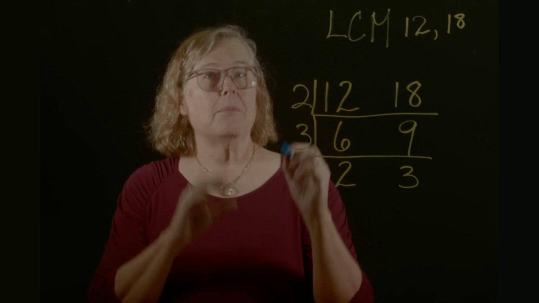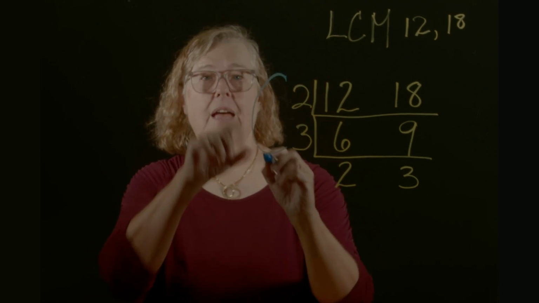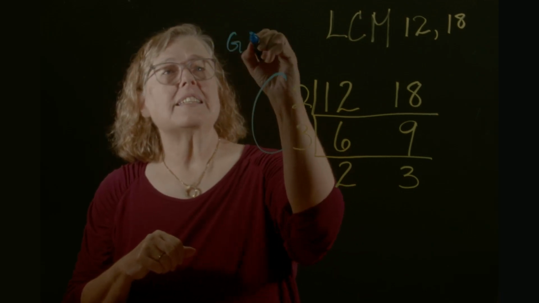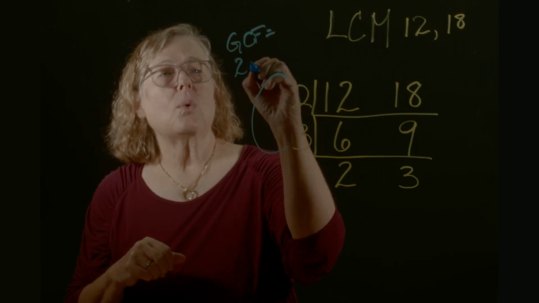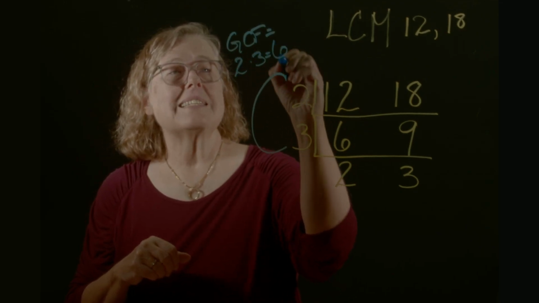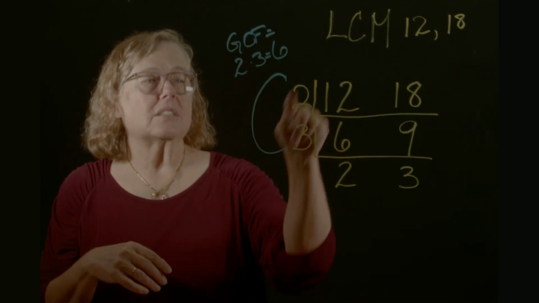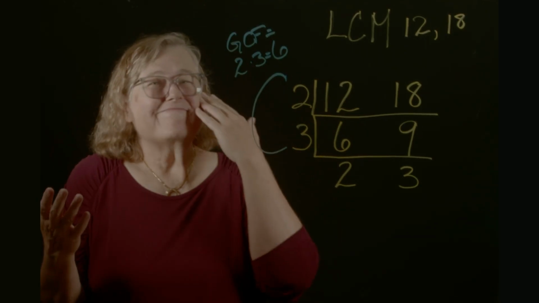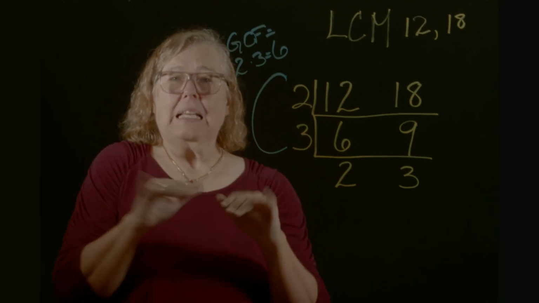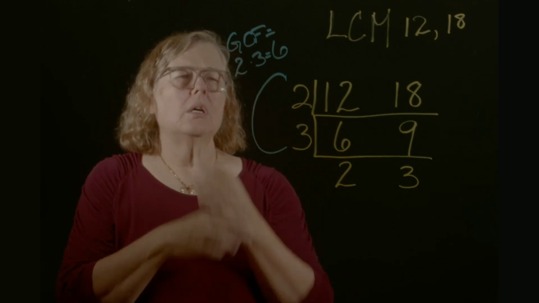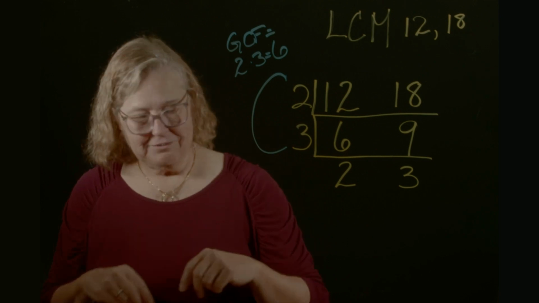All right, so we remember, we're going to practice real quick, the GCF right here. The GCF is what? 2 times 3, which is 6. It is the greatest common factor, 6. But, well, that's not what I want today. Today I want to know what is the LCM, the least common multiple. We are going to use this exact same thing. Watch this.